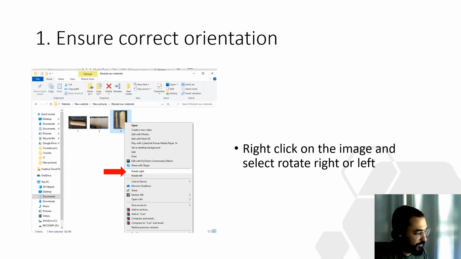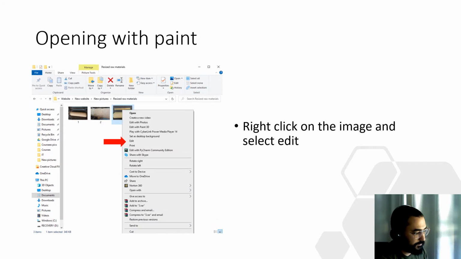In this case, we may rotate it right or left by right-clicking on the image and simply selecting down here. We will be rotating right in this example. Successively, you really want to open this picture with Paint. You may right-click on the picture after you rotated it and select Edit, or perhaps Open with, and then look for Paint and open it with Paint.